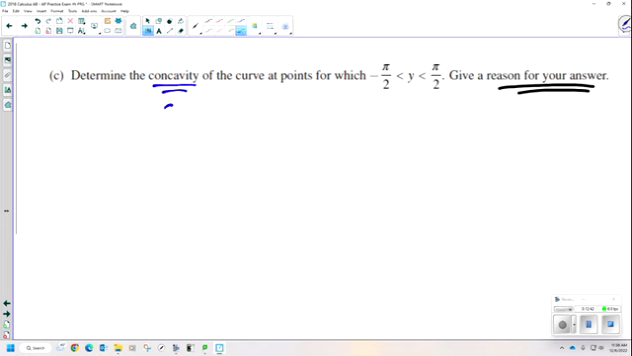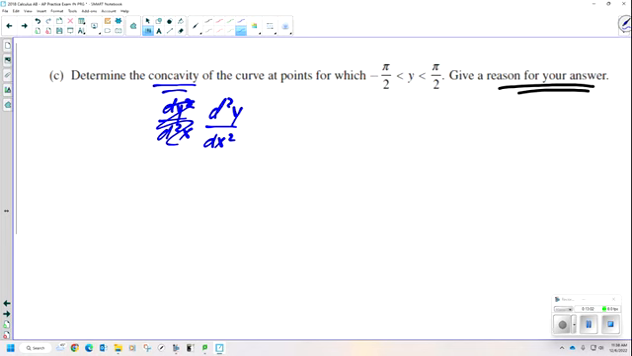Concavity is a second derivative with respect to x. It's a second derivative of y with respect to x. Either way, I think I mixed them up, so let's get going.